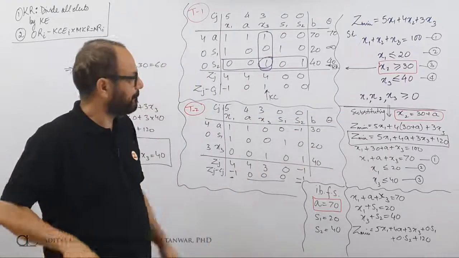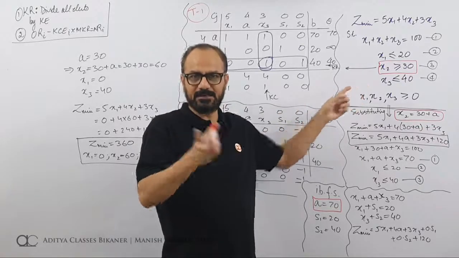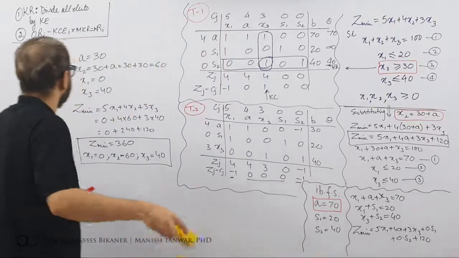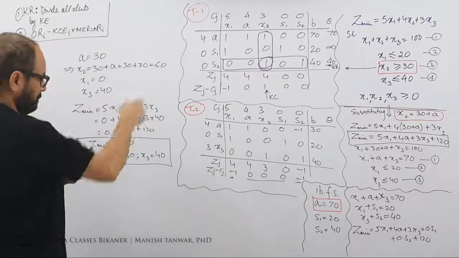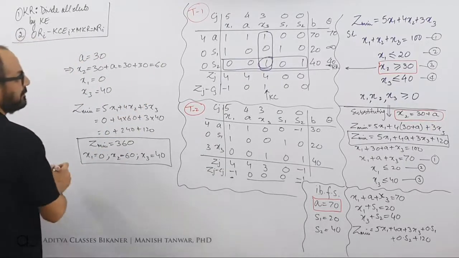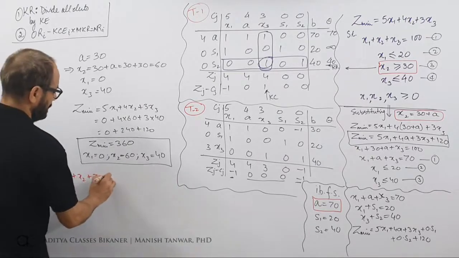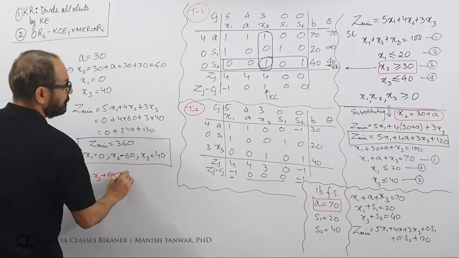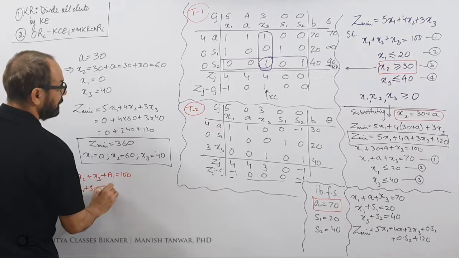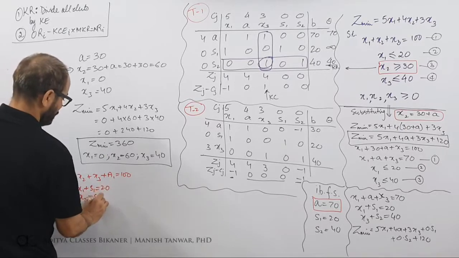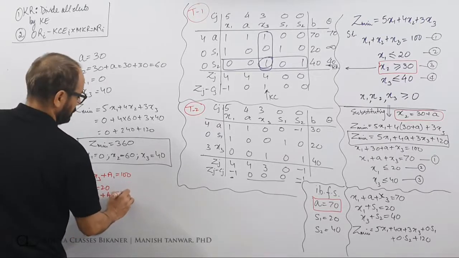I told you that I'll give you a standard form of this, so that you can solve it for practice using our old method. What will be the standard form of this? If I make use of some other color, the standard form will be x1 plus x2 plus x3 plus a1 is equal to 100, x1 plus s1 is equal to 20, x2 minus s2 plus a2 is equal to 30.